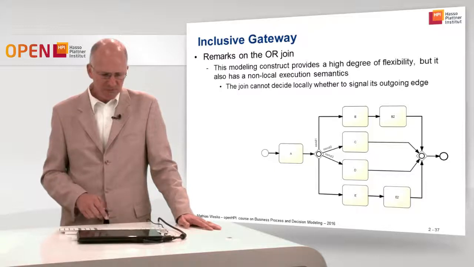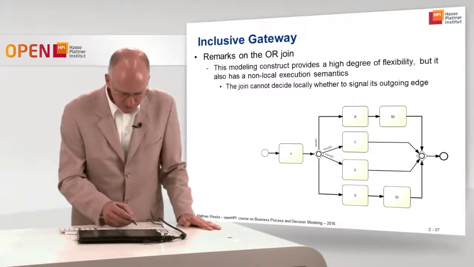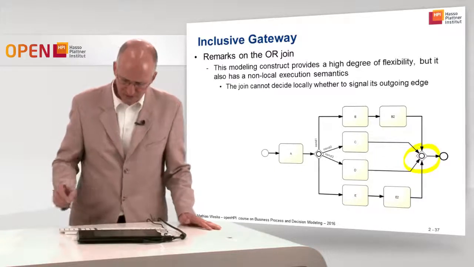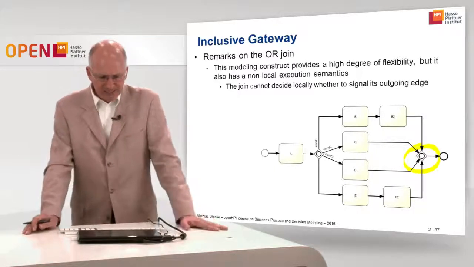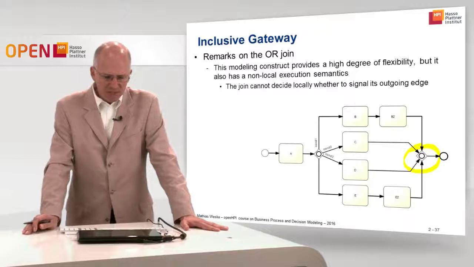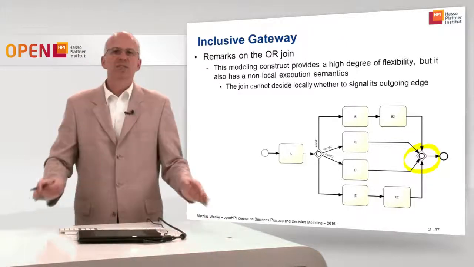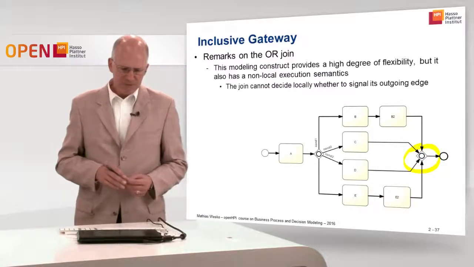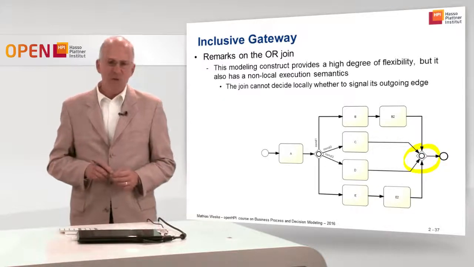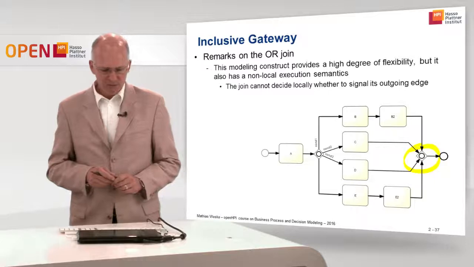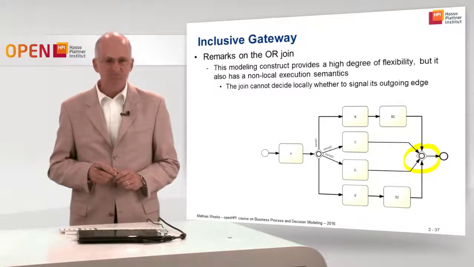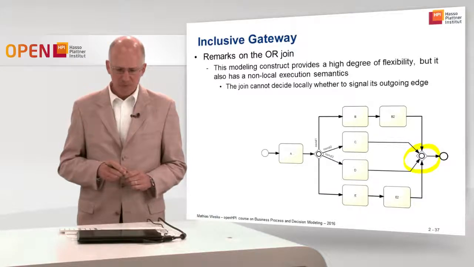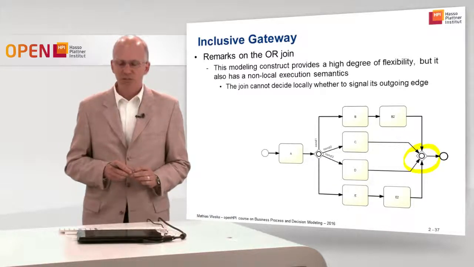So we have a number of remarks on the OR join. Again, an abstract example. The OR join is the guy here on the right-hand side. This modeling construct provides a high degree of flexibility, so OR splits and OR joins as a construct. But the OR join also has non-local execution semantics. So what do we mean by non-local execution semantics? That means the join cannot decide locally whether to signal its outgoing edge or not.